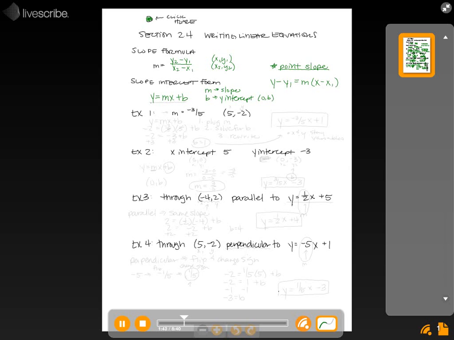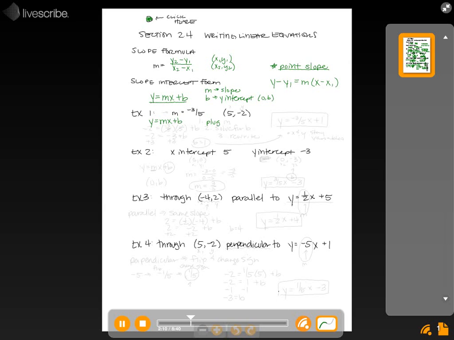Now, you've got 4 examples here, and for all of them, we want to write an equation in slope intercept form, so it needs to look like y equals mx plus b. That's the form it should be in. Example 1 is m equals negative 3/5, and it needs to go through the point 5, negative 2. I'm going to start with y equals mx plus b, and we're going to substitute some values in.